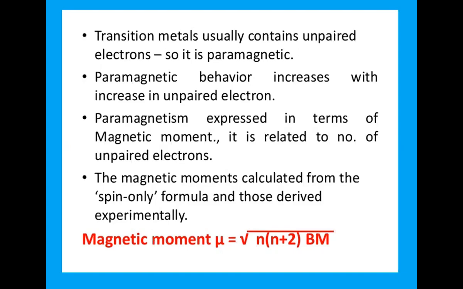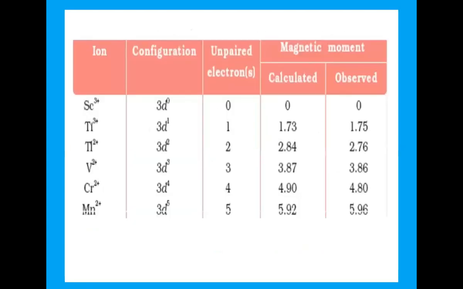The paramagnetism property can be expressed in terms of magnetic moment, which can be calculated by the spin only formula, that is mu is equal to square root of n(n+2), where n is the number of unpaired electrons. By substituting the number of unpaired electrons present in each of the given ions, for example, if it is scandium plus 3, there is no unpaired electron, then the calculated value is 0. If it is titanium plus 3, it has one unpaired electron, definitely its magnetic moment value is 1.73, which is also similar to the observed value.